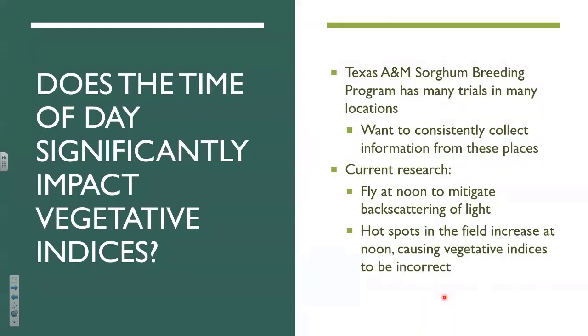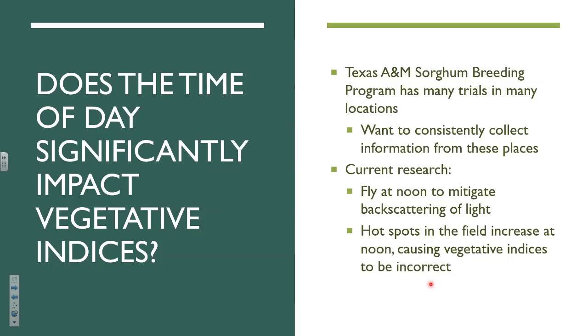So for our last study, we looked at, does the time of day significantly impact vegetative indices? And that's because we have trials across all of Texas, going into Kansas, and we want to be able to collect information from all of these places. But of course, when we drove to these places, or even here to the farm in College Station, it was usually raining at noon or too windy, so we couldn't fly. So we ended up looking into current research about changing that time from flying at noon to other times.